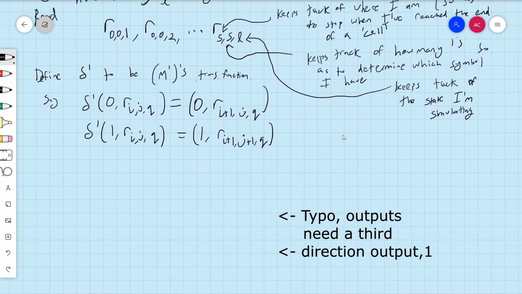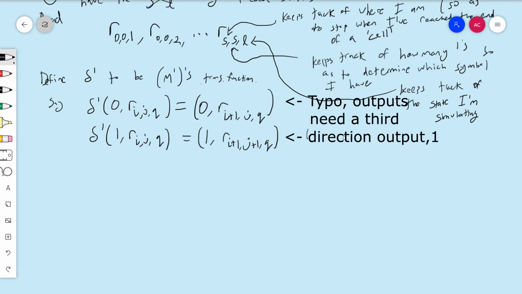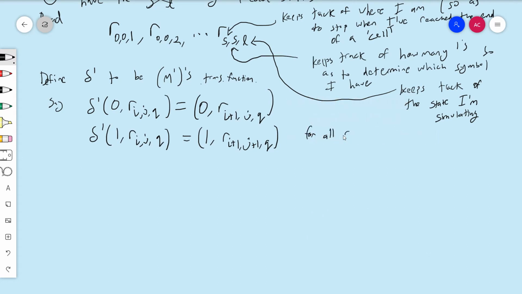So let's draw the effect of this. For all Q equals 1 dot dot dot L, for all I, J. I guess it's S minus 1 because you're going to increment up. Okay, so that's that. And so what's the effect? Let's draw this effect. So in our particular case, what's it going to look like?